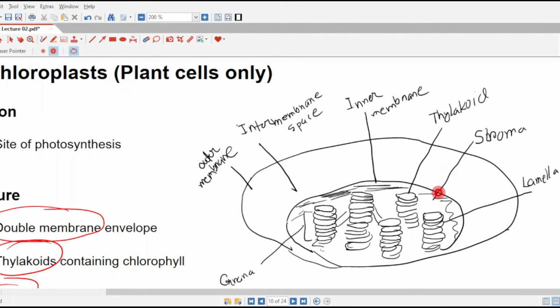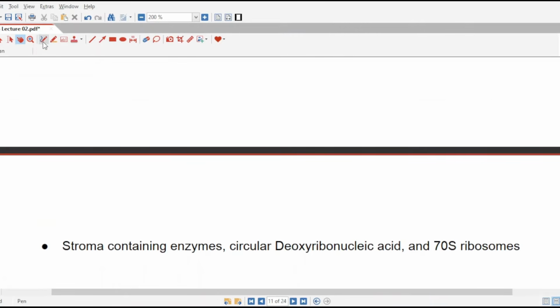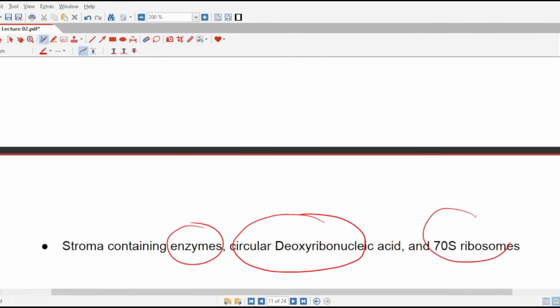So inside stroma, you will have thylakoid that look like coins, individual coins, and when the thylakoids are stacked up against each other, they will form grana together, and the light dependent phase of photosynthesis will happen inside the thylakoid. After that, the light independent phase or the glucose production phase will be in stroma. That means the food will be stored in stroma. That's why it is written that stroma contains enzymes, circular DNA, and 70S ribosomes.